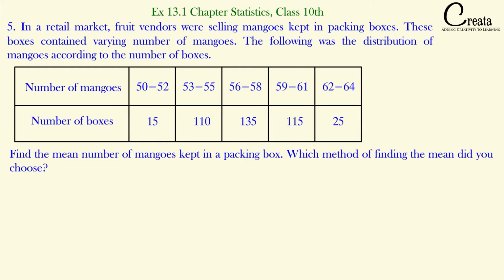For example, if you observe this column, 15 boxes have the number of mangoes in the range of 50 to 52. Similarly, if you check the extreme right, 25 boxes have mangoes in the range of 62 to 64. Different boxes have different numbers of mangoes, and in this question we have to calculate the mean number of mangoes kept in a packing box.